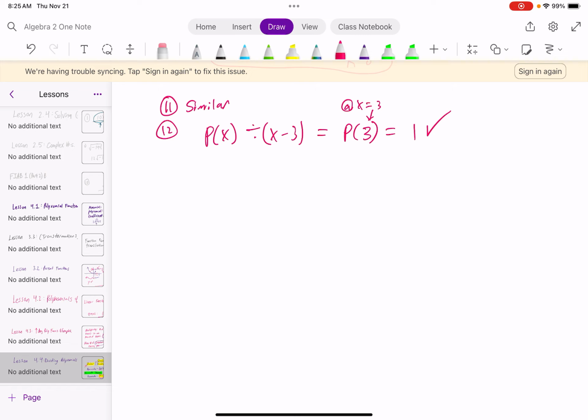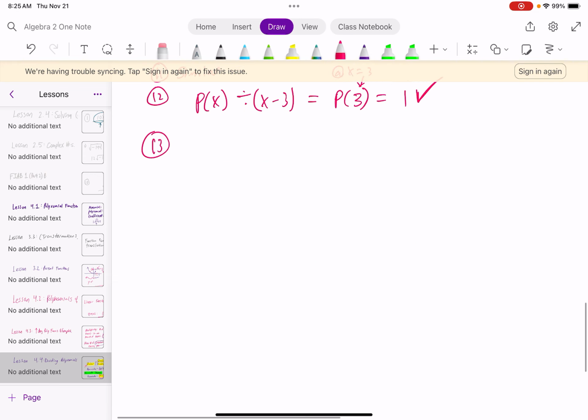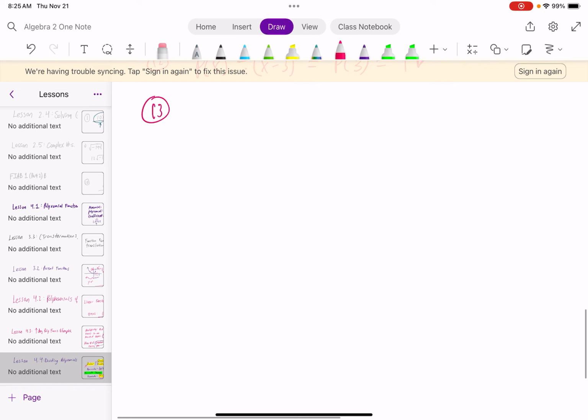This is the polynomial's graph. What is the remainder when p of x is divided by x minus 3? The remainder was 1, because p of 3 was 1. Right. Number 13. And that goes back to whatever theorem we were analyzing. That was the remainder theorem.